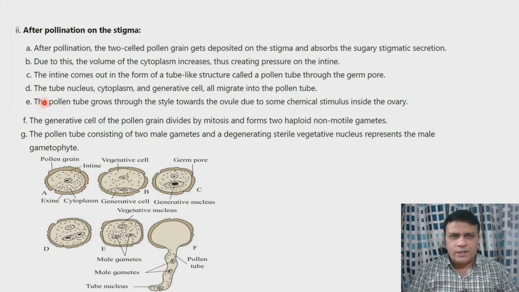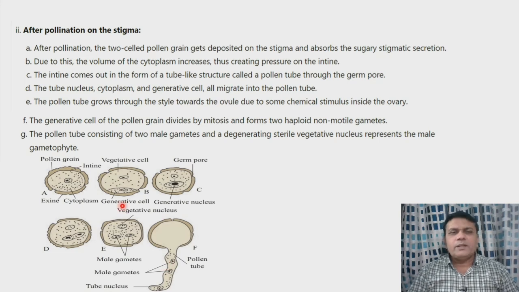Then the next point is the tube nucleus. Here we can see the tube nucleus. Then the cytoplasm and generative cell migrate into the pollen tube. Then the next point is that the pollen tube, after further development, grows through the style and reaches the ovule inside the ovary.